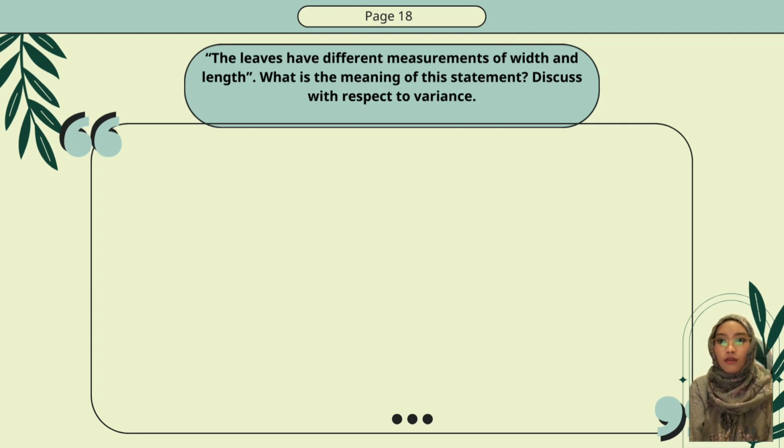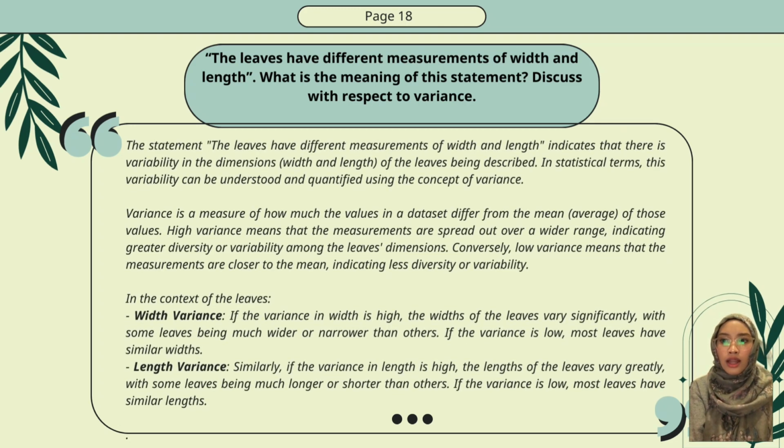The leaf have different measurement of width and length. What is the meaning of this statement? Discuss with respect to variance. The statement "the leaf have different measurement of width and length" indicates that there is variability in the dimension, width and length of the leaf being described. In statistical terms, this variability can be understood and quantified using the concept of variance.